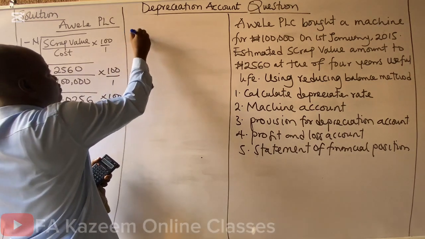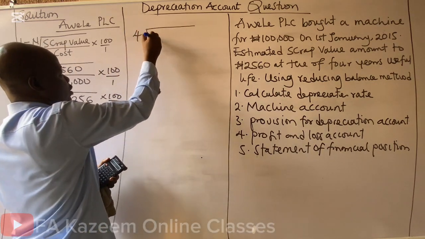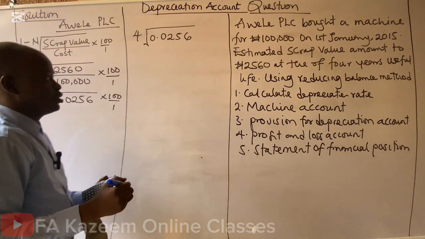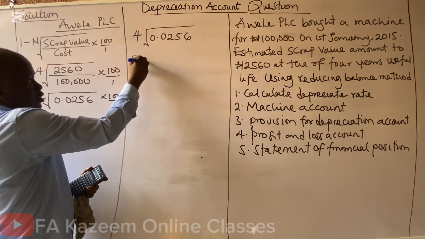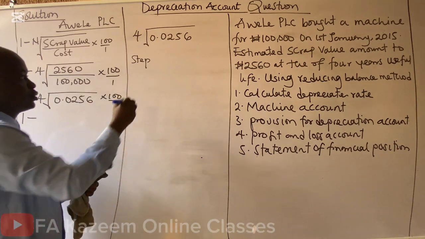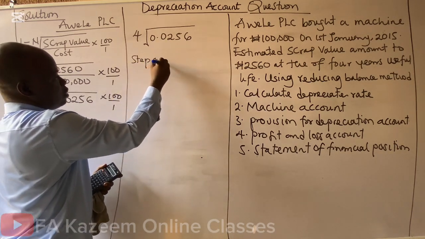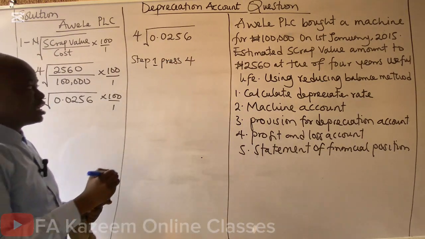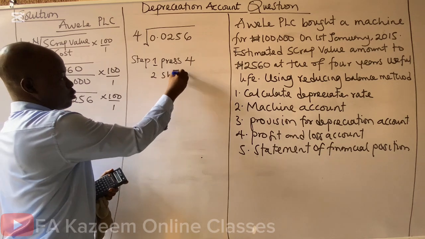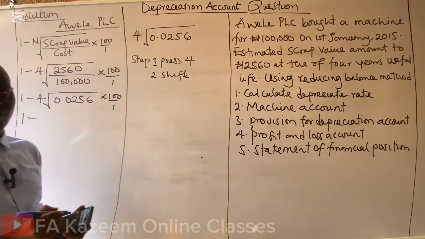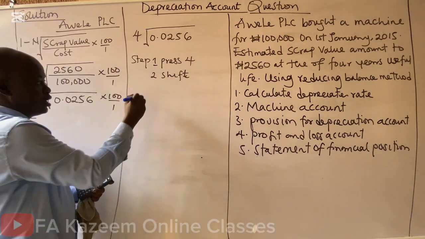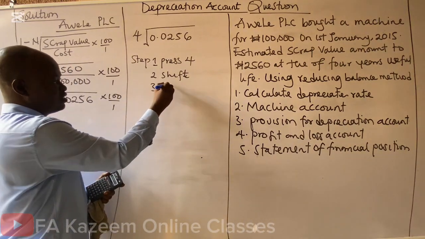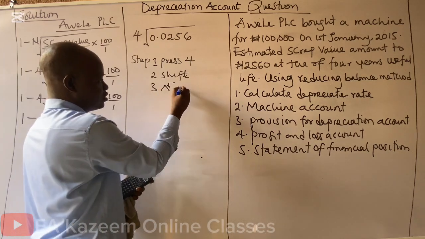What we are looking for is the 4th root of 0.0256. Now, these are the steps in your calculator. Step 1, you press 4 on the calculator. Step 2, press the shift function in your calculator. After you press shift, look for this function in your calculator. This is it.